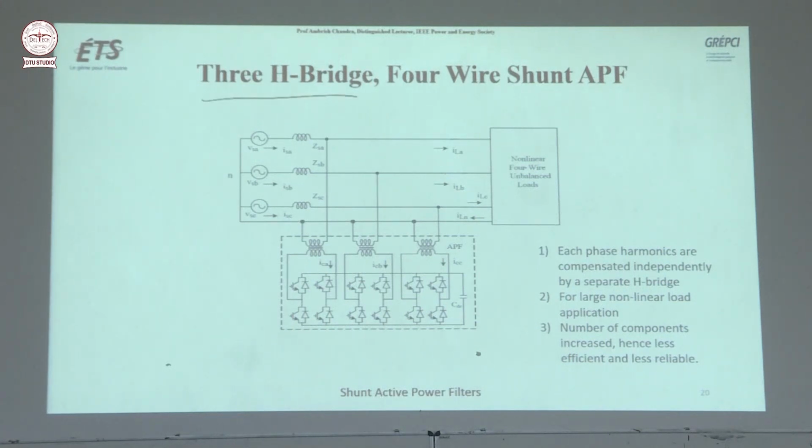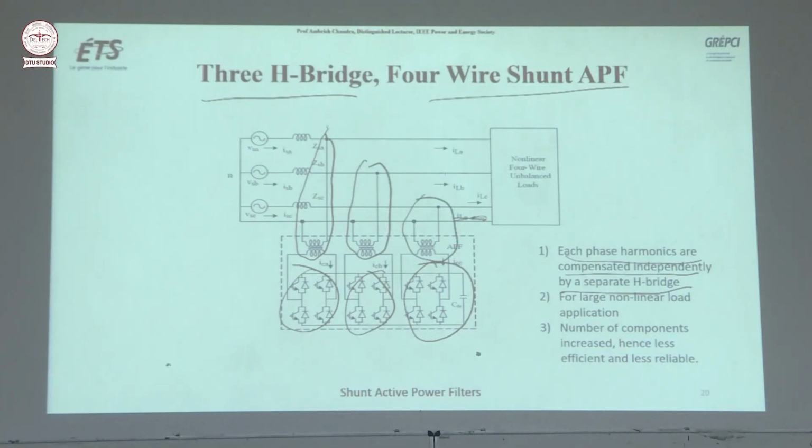And then you have 3 H bridge 4 wire shunt APF. You see, this is H bridge, 3 H bridges, and you have a neutral here, and so each phase harmonics are compensated independently by a separate H bridge. Like, see, this is for phase A, this is for phase B, and this is for phase C. For large nonlinear load applications, the number of components increases, hence it is less efficient, because if you are using more components, losses will be more, and it may be less reliable also.